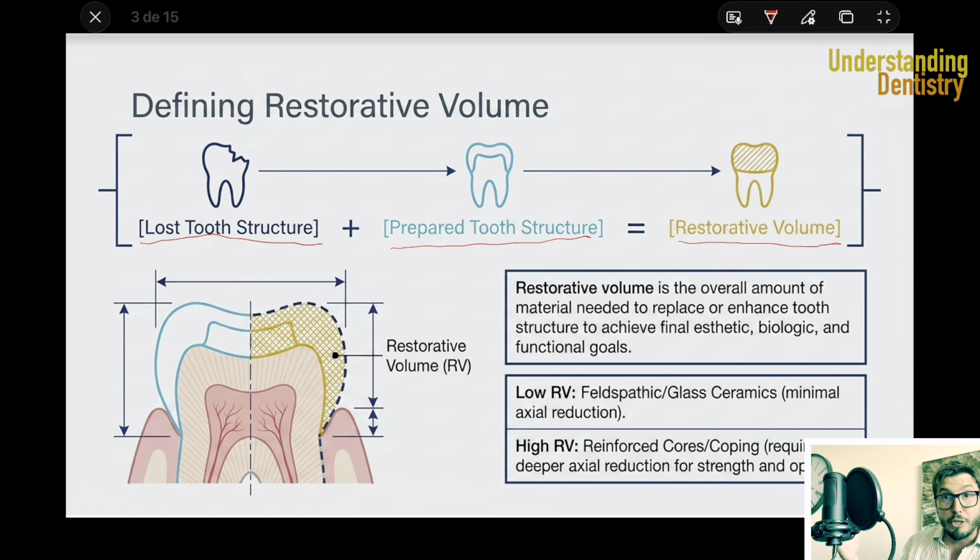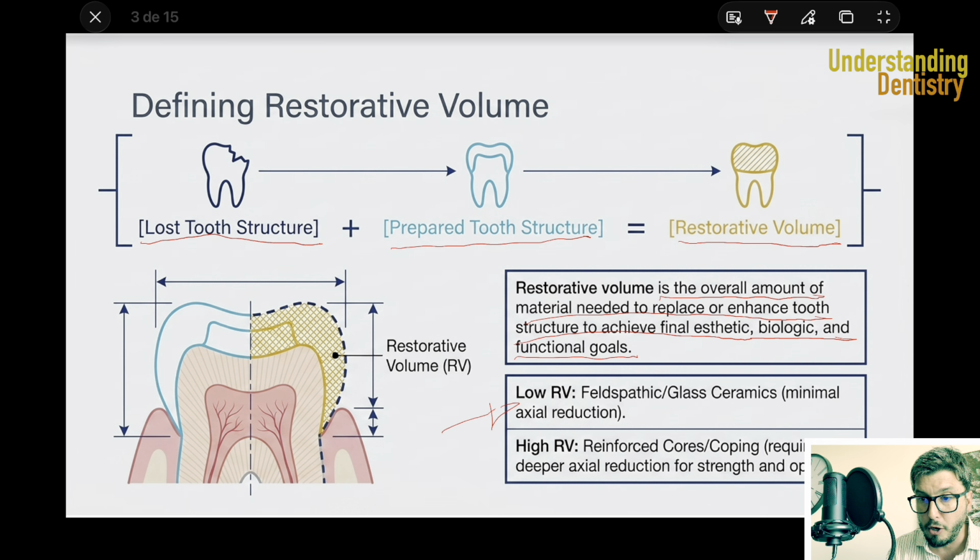Sometimes you need more restorative volume, so thicker biomaterial, sometimes you need less. So restorative volume is what? It is the overall amount of material needed to replace or enhance tooth structure to achieve final static, biologic, and functional goals. So very important concept right here.